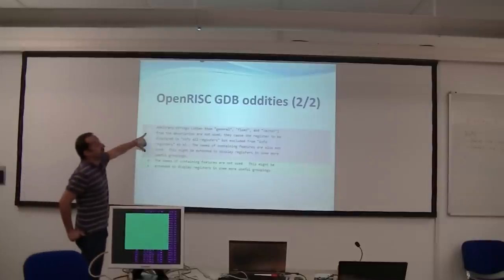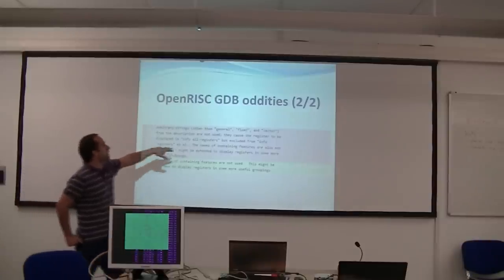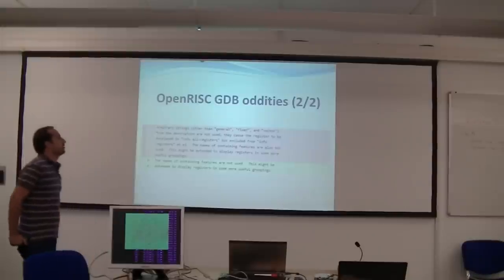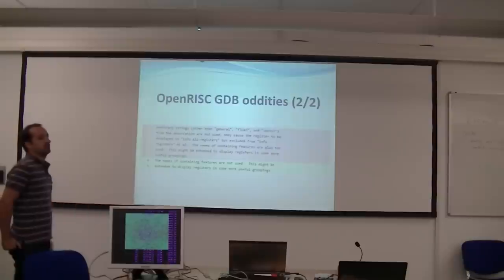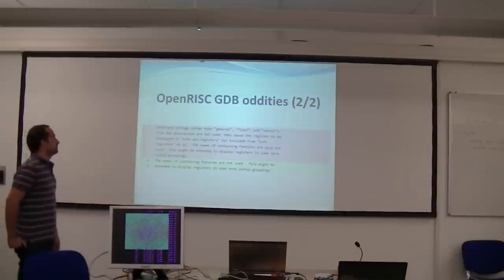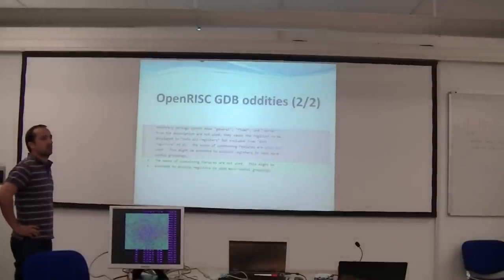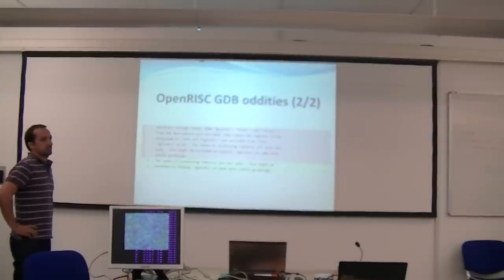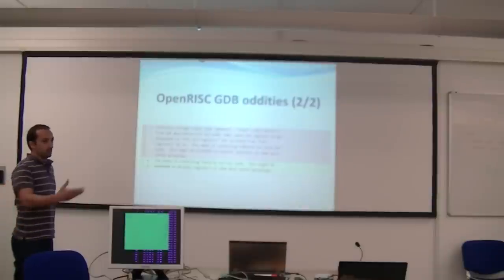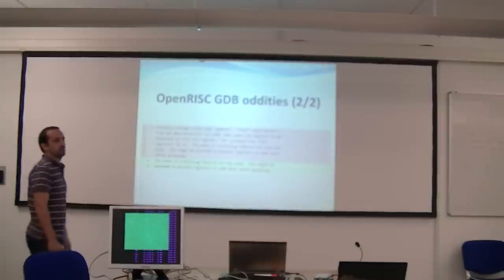And this is what we removed, the restriction we had in the code. We could only have general, float and vector groups. The reason for that is that the target description gives you an automatic implementation of the info functions. If you do info reg, it gives you what's in general. If you do info float, it gives you anything that's tagged as float. If you do info vector, it gives you anything tagged as vector. But it would be nice to have other groups. Now I can do info timer, for example.